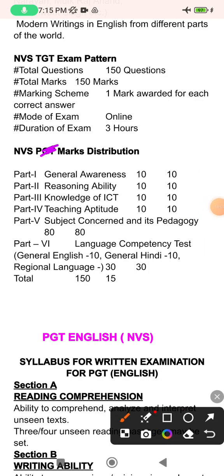TGT mark scheme for paper 1. General awareness 10 marks, reasoning ability 10 marks, ICT 10 marks, teaching aptitude 10 marks, concerned subject 80 marks, and part 6, three languages: English, Hindi, regional language, 10, 10, 10, 30, in total 50. This is for NVS, this is for EMRS also. Okay, KVS somewhat follows this one also.